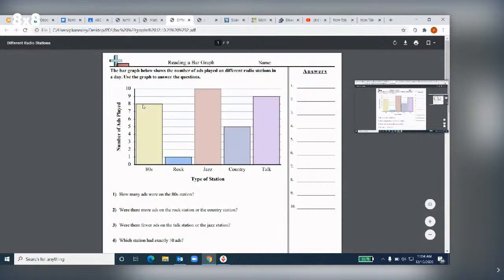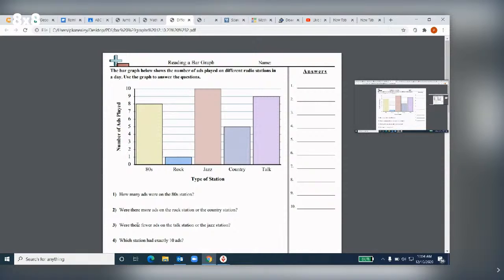So there were 8 ads played on the 80 station. So this says, number 2, were there more ads on the rock station or the country station? So rock is right here. Rock only has 1, and the country has 5. So there are more ads played on the country station, okay?